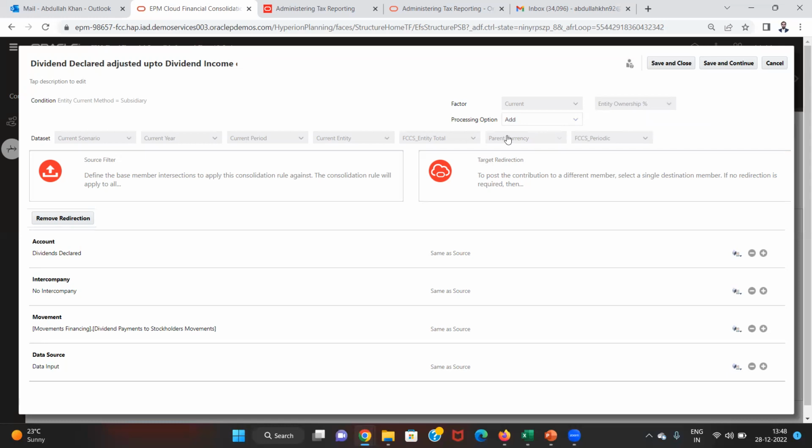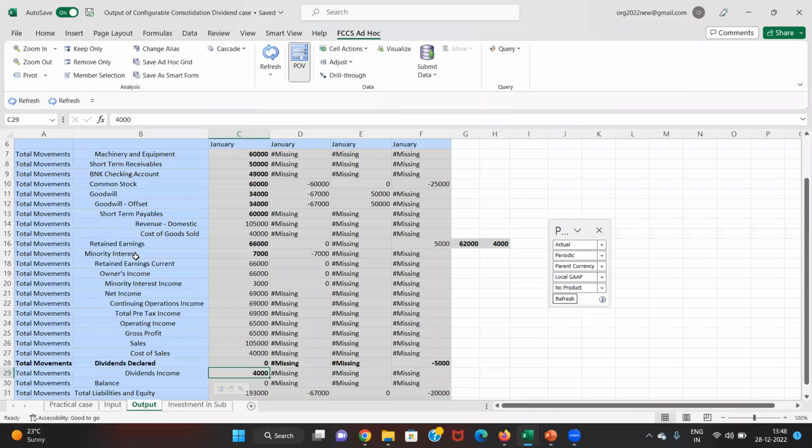Processing option is add. Then these are the scenarios for the console level. The account from which I want to make the adjustments is the dividends declared account. Right now, dividends declared is already showing a negative of 5,000 under the eliminations.